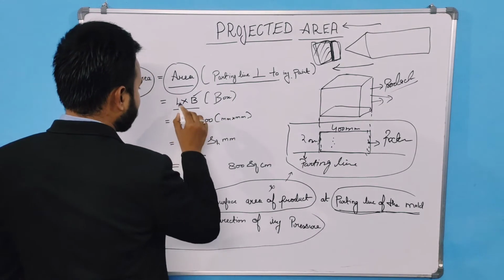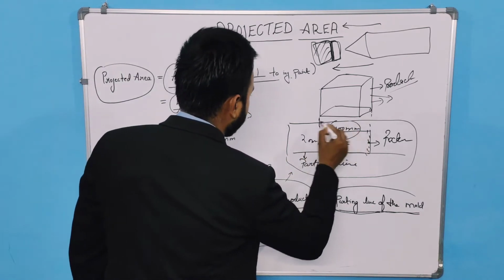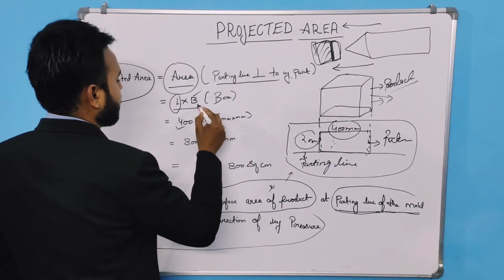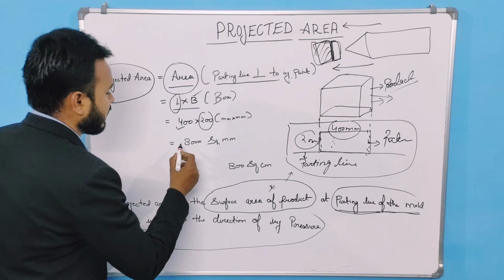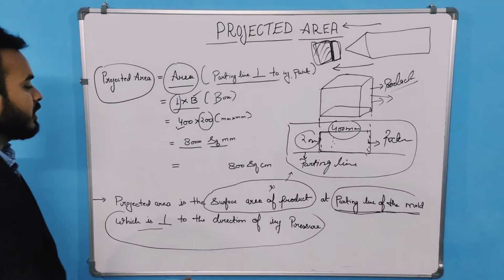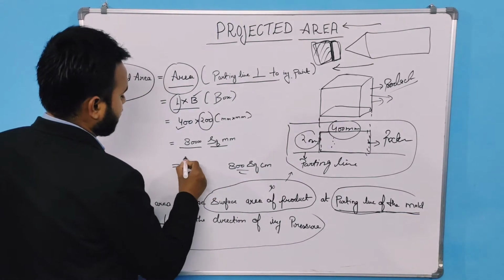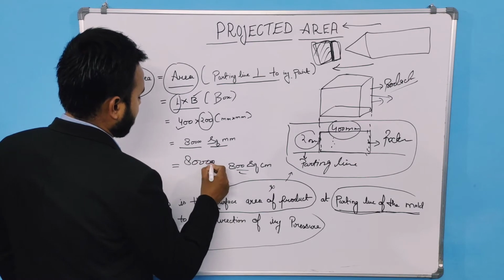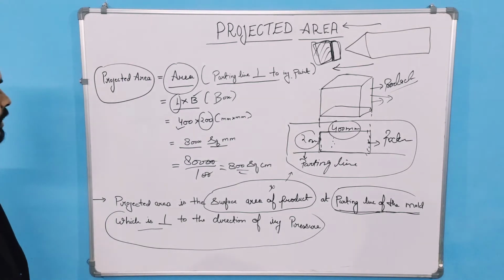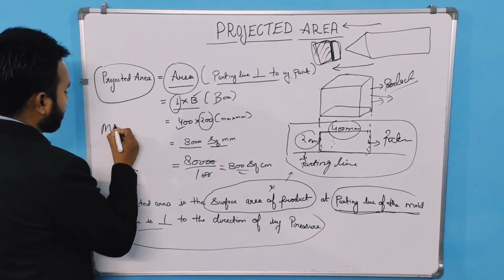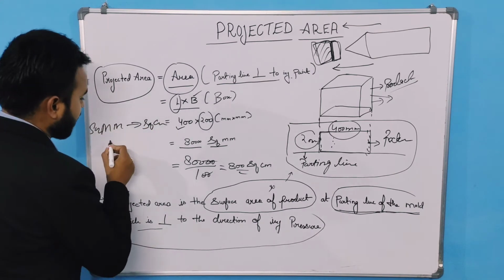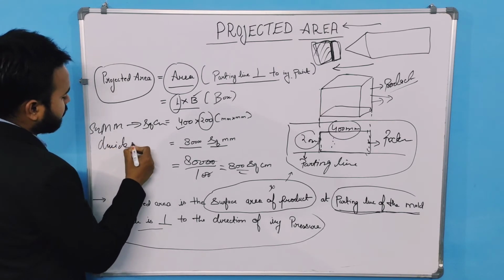What is the length? The length is 400 mm, so I have put 400 mm. Width is about 200 mm, so I have put 200 mm here. Now we multiply it, and the answer will be 80000 square mm. Now I have to calculate it in square centimeters. So what I will do is simply divide it by 100, and the result will be 800 square centimeter. For converting square mm to square centimeter, we have to divide by 100. Remember it.